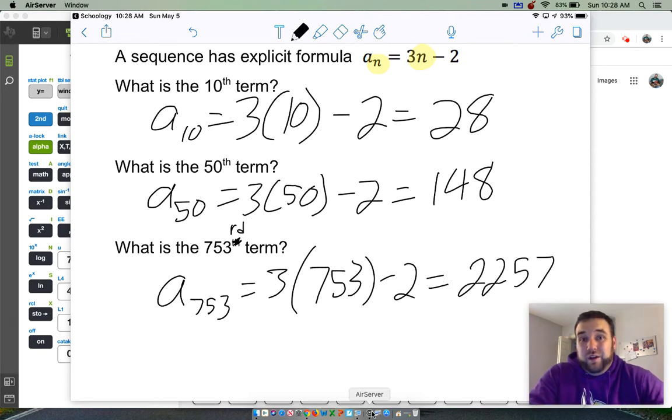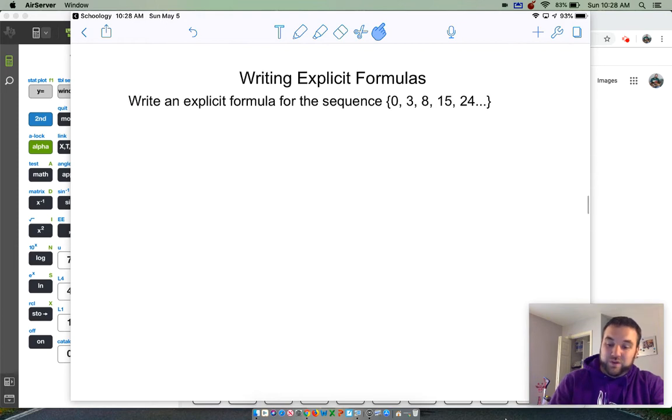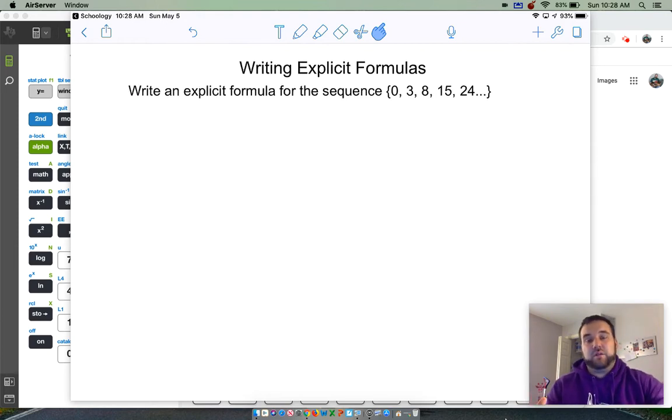That's really helpful because I don't need to know what the first 752 numbers are. I can just jump to whatever value I want. All right, so that's how we use an explicit formula. What's not so easy is, here's a pattern, now write the explicit formula.